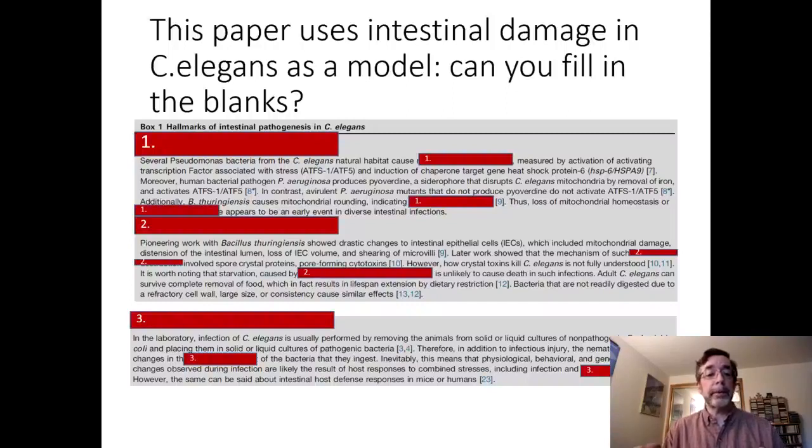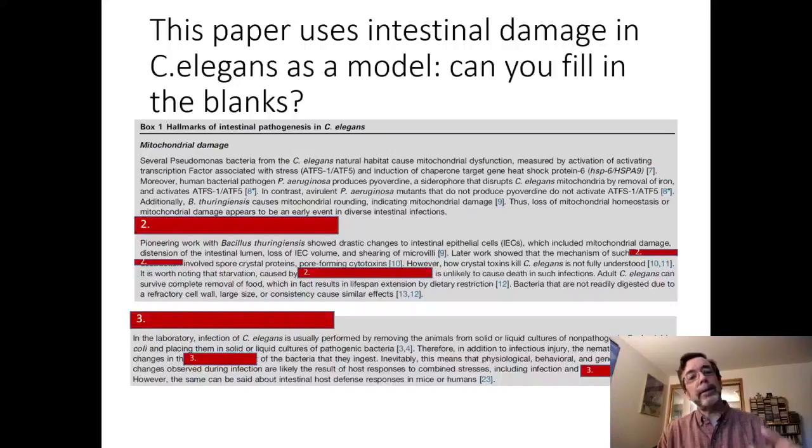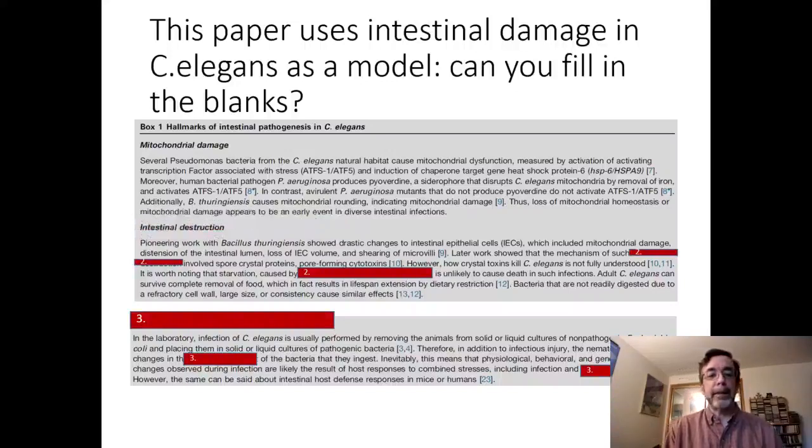I want you to sort of look at this and maybe fill in the blanks for what this is. Hallmarks of intestinal pathogenesis. So what are they looking at in C. elegans that is causing the damage that they are measuring? And the first one is mitochondrial damage, and you see that word over and over again in the paragraph that follows it. Mitochondrial damage there, mitochondrial damage there, and there are bacteria that cause the mitochondria to be damaged, and that's ROS mediated.